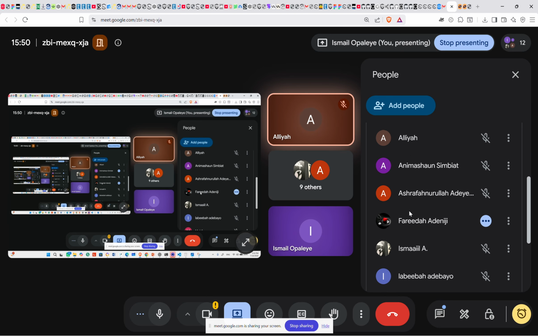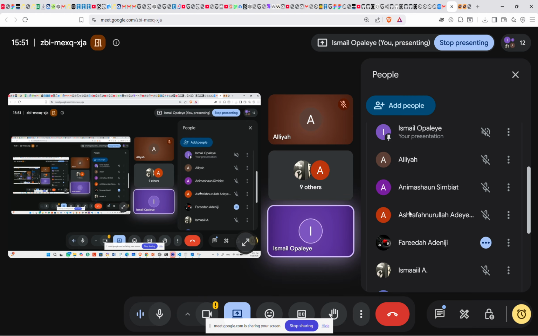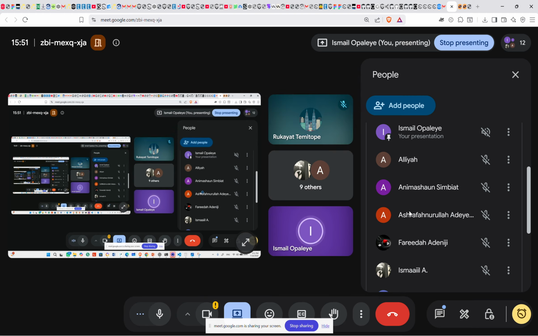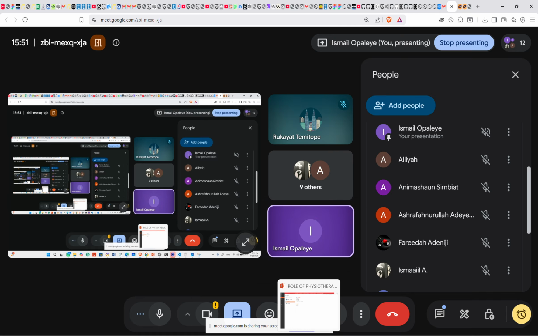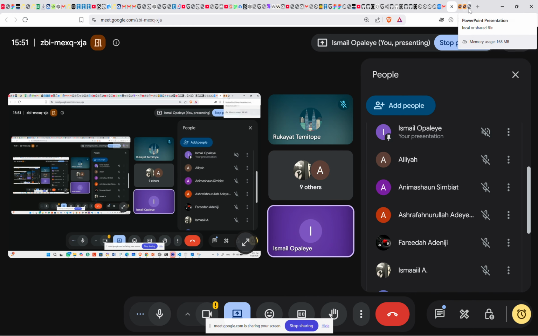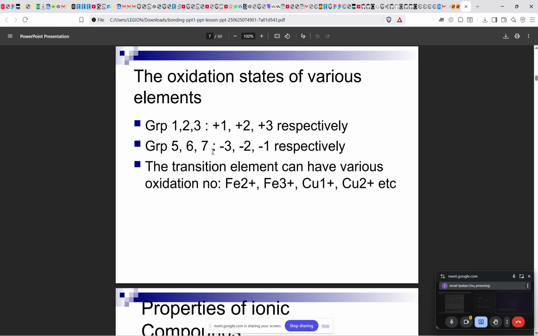Alkali metals. Yes, alkali metals. How about group 2? Alkaline earth metals. Okay, how about group 3? Group 3, what do we call it? Just the aluminium family or boron family. What do you call group 5? Group 5 or group 15? Same thing.